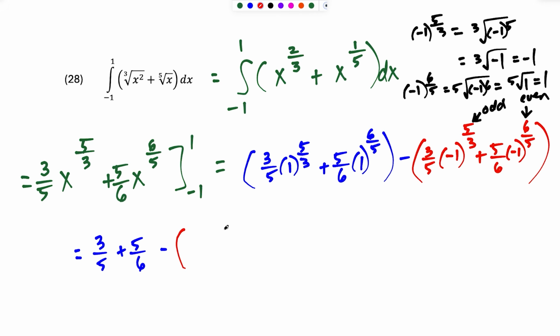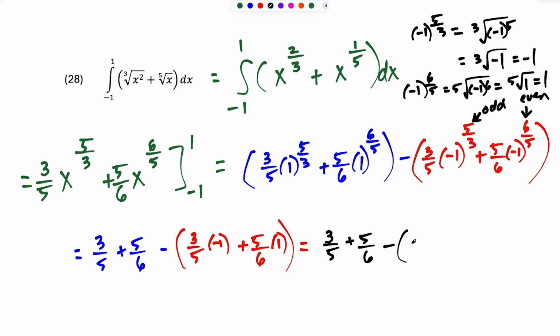So this is going to give me 3/5 times -1 to the 5/3 works out to -1. And then we have plus 5/6 times -1 to the 6/5 works out to +1. So now if I just do one more step of simplifying here, we're going to have 3/5 plus 5/6. But then minus, in parentheses, we get -3/5 when we do 3/5 times -1 plus 5/6. So here, when I subtract, the sign is going to distribute, but notice that 5/6 minus 5/6 is going to cancel. We're going to get 3/5 plus 5/6.